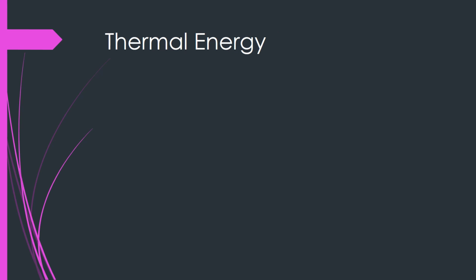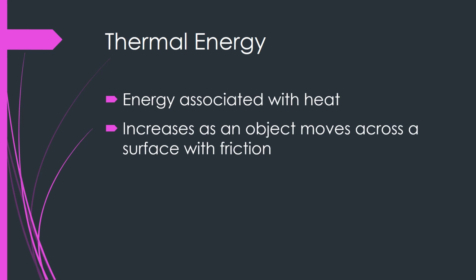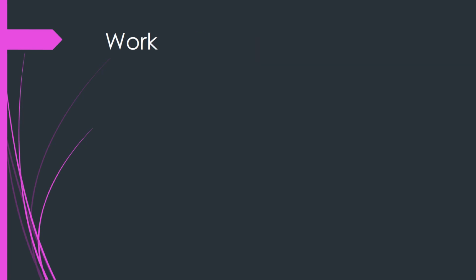The last type of energy that we'll discuss in this video is thermal energy. Thermal energy is the energy that's associated with heat. In this course, we'll really be focusing on the change in thermal energy. Thermal energy changes, or really increases, as an object moves across a surface with friction. We're not going to worry about an equation for the change in thermal energy right now. The last term I want to introduce you to is work.